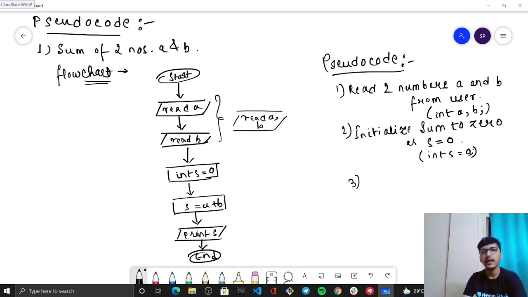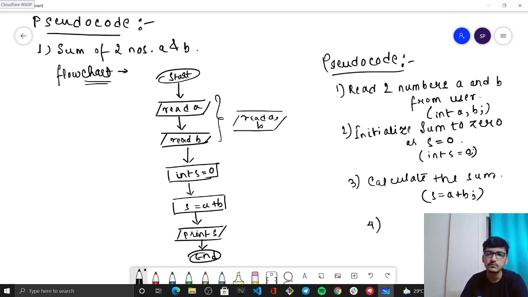Third thing is that we have to calculate the sum, right? Calculate the sum: s equals to a plus b. Print the sum. We have to do it like this: cout sum. Okay. Now you will be asking, what is this cout?